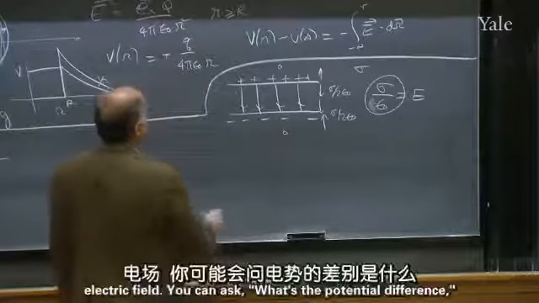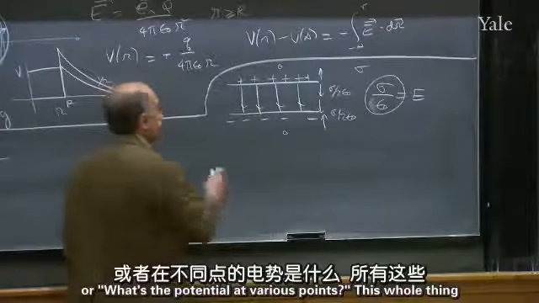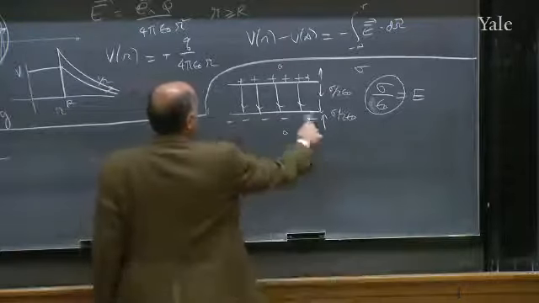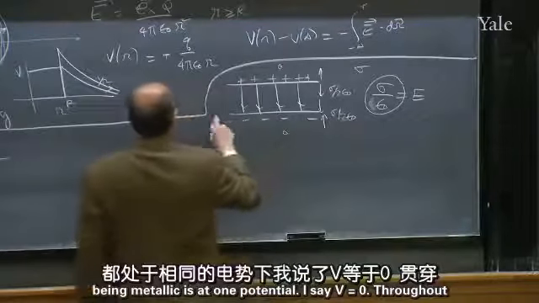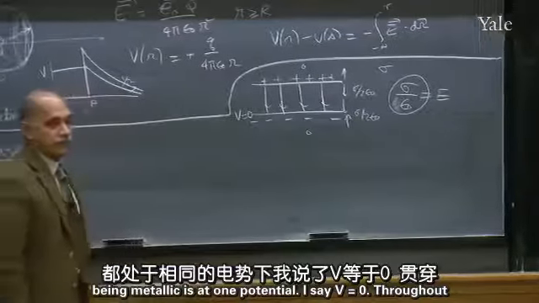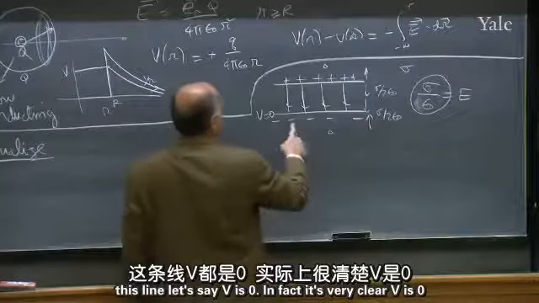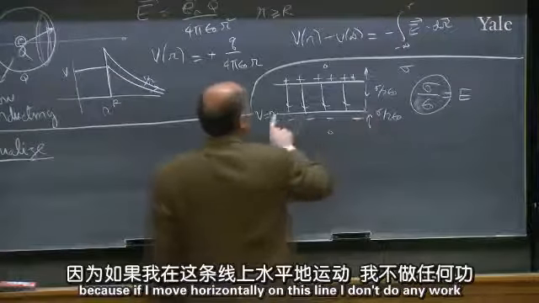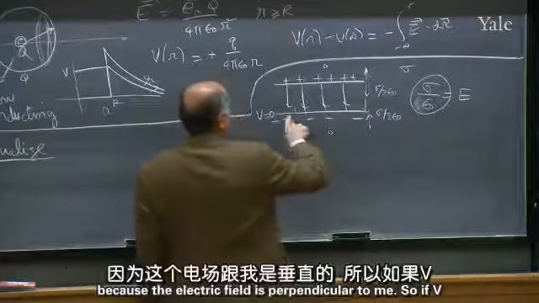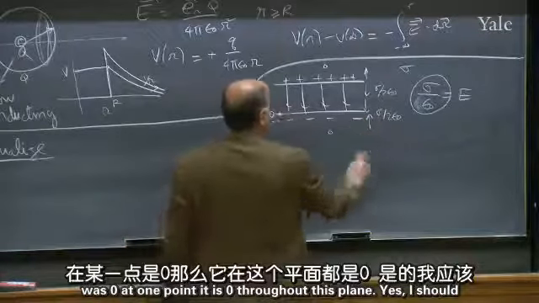That's my electric field. We can ask, what's the potential difference, or what's the potential at various points? This whole thing being metallic is at one potential. So I say V is equal to 0 throughout this line. In fact, it's very clear V is 0, because if I move horizontally on this line, I don't do any work, because the electric field is perpendicular to me. So if V was 0 at one point, it is 0 throughout this plane.